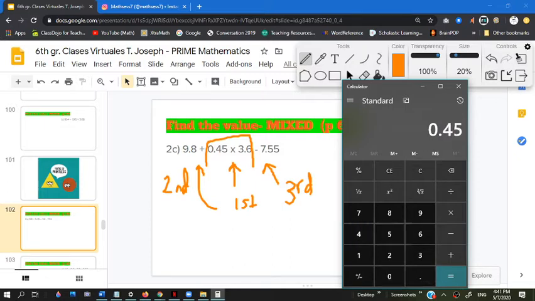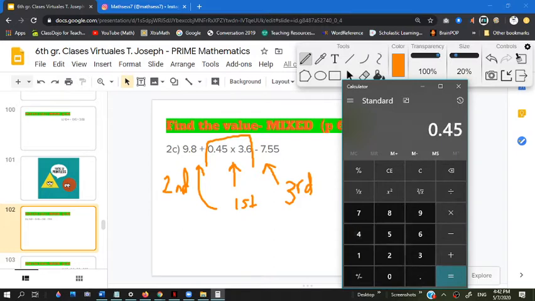0.45 times 3.6 gives us 1.62. I'm going to now add 9.8. So plus 9.8 gives me 11.42, and then I'm going to do my third step, minus 7.55. Okay, that's not correct. Let's try that again. 0.45. I think I didn't clear my first number. Let me clear it, just make sure, clear.